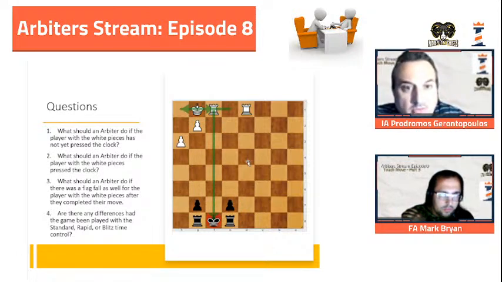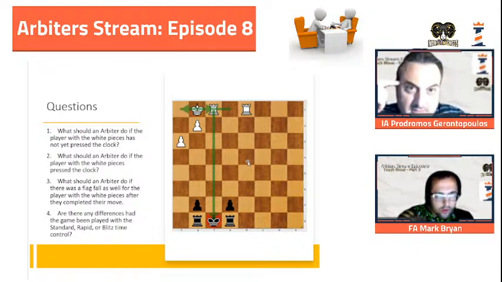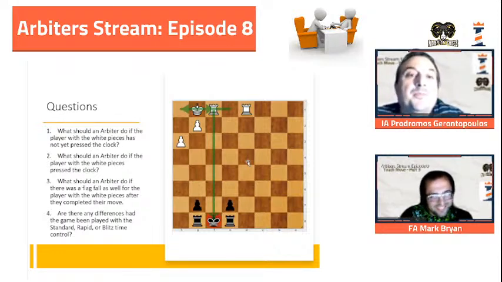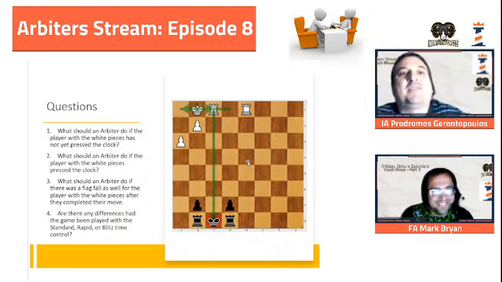What should an arbiter do if the player with the white pieces has not yet pressed the clock? It's a checkmate position. I think it also makes a difference how I do it as well. Because if I play rook f1 first and then put the king, then it's checkmate. But if I touch the rook first and then touch the king and then castle, it's not checkmate.